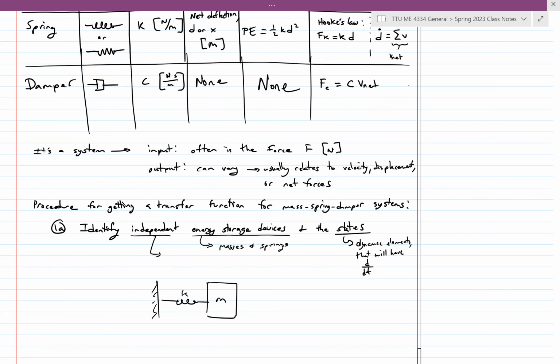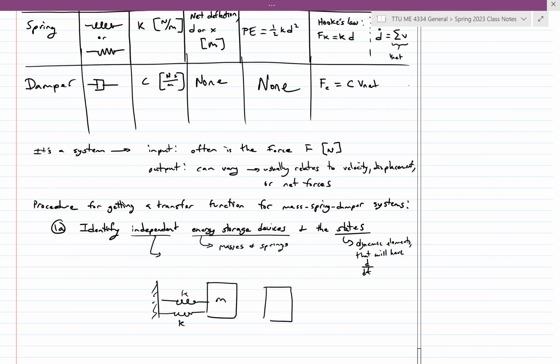However, if I draw another spring here, are those two springs independent? Their deflections and their potential energy are directly correlated with each other algebraically, right? These two springs are not independent. So you only need one state to describe the energy in both of these. Same thing if there was a spring on the other side.